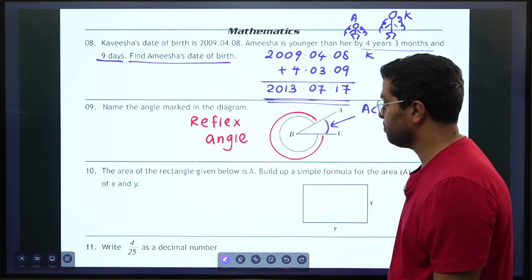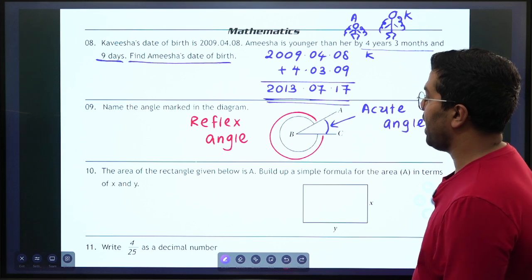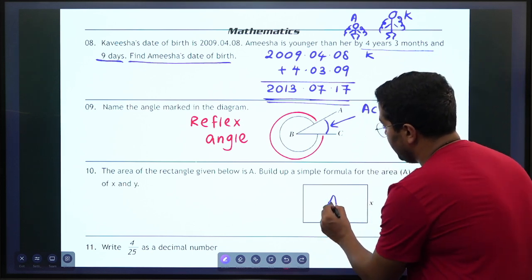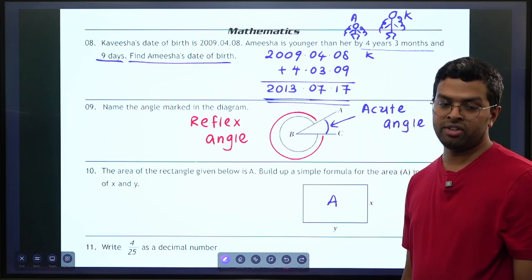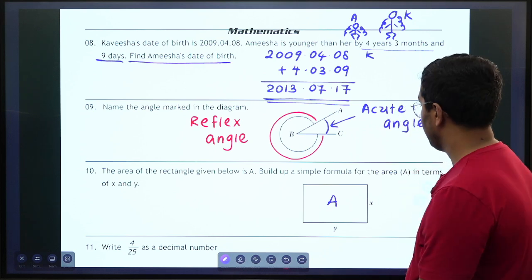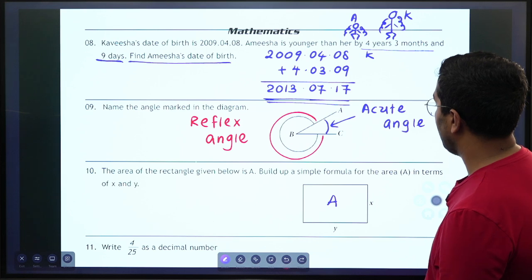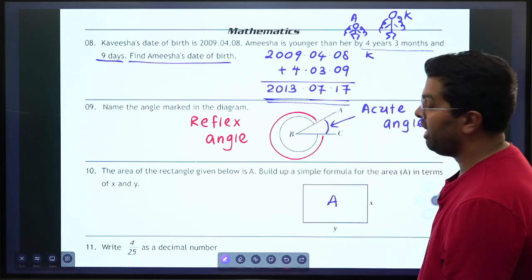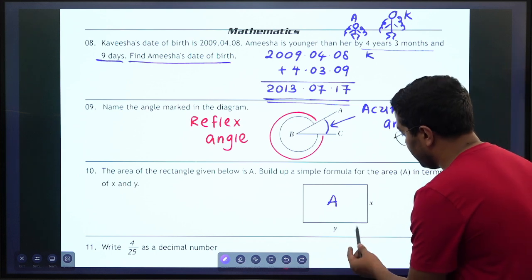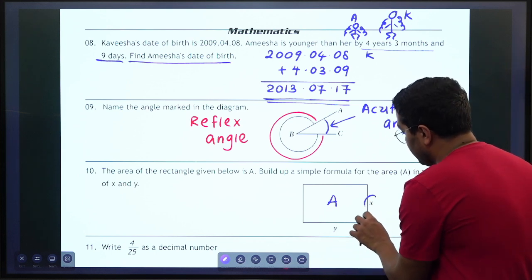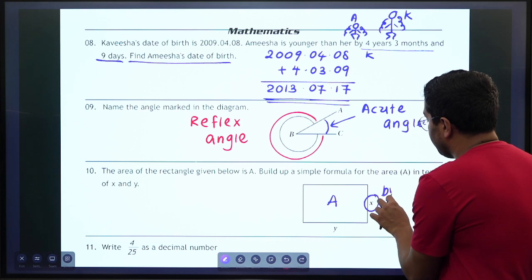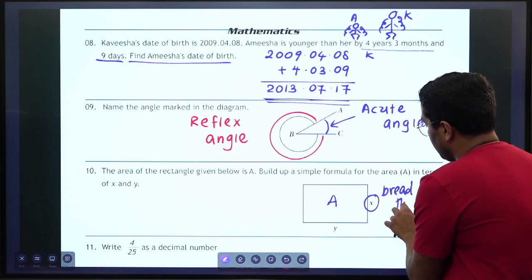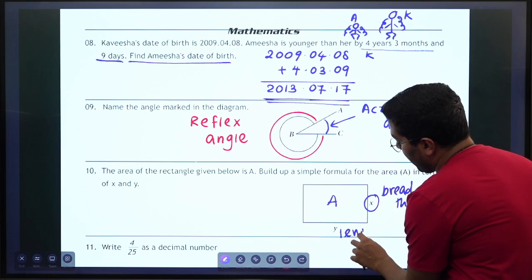Right, moving on. The area of the rectangle given below is A. Build up a simple formula for the area A in terms of x and y. This is a rectangle. This one we can consider as the breadth of the rectangle, and this is the length of the rectangle.